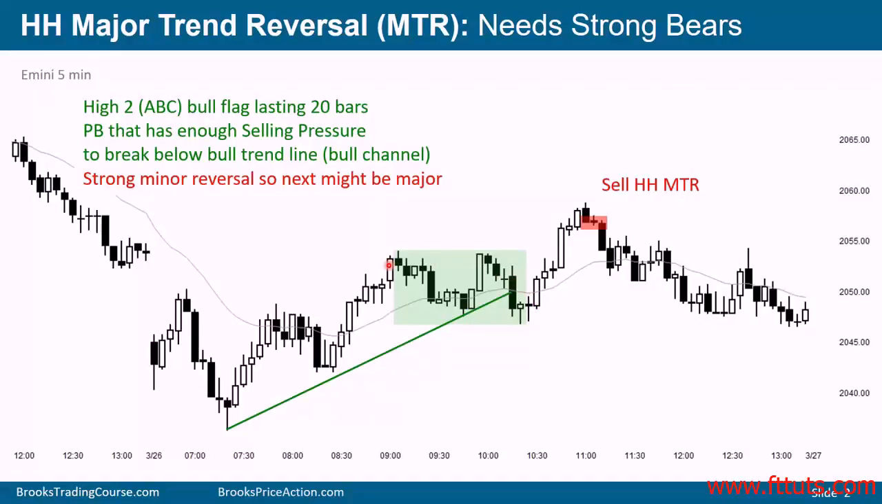When that's the case, that is enough selling pressure so that traders will suspect that the next reversal attempt, instead of being minor, leading to a bull flag, might be major and last 20 or more bars and go down for a swing.